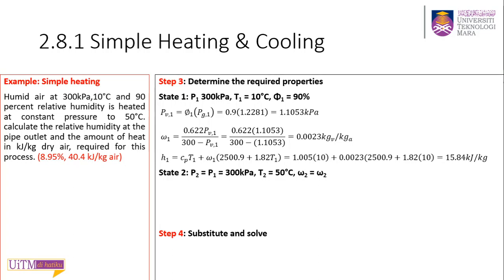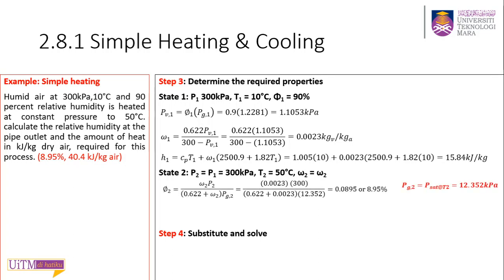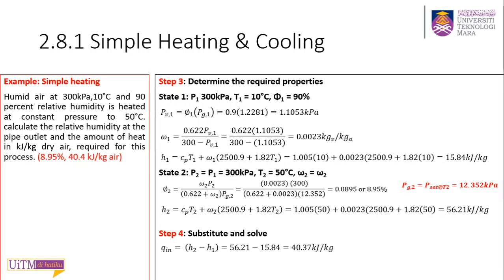At state 2, we have to calculate phi2. So we substitute the values. Pg2 here is actually P sat at T2. So we open table A4, find the temperature for state 2 and read the saturation pressure for state 2. And then we have to calculate H2. Finally, for step 4, we just substitute to find the amount of heat added to the air. So H2 minus H1.